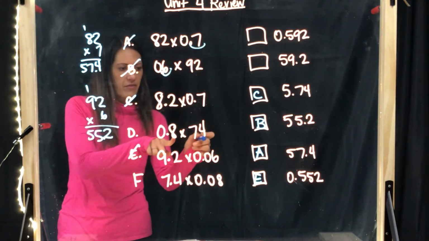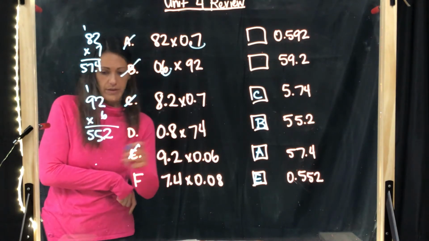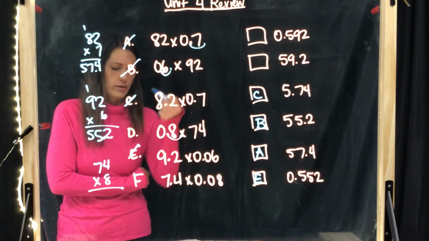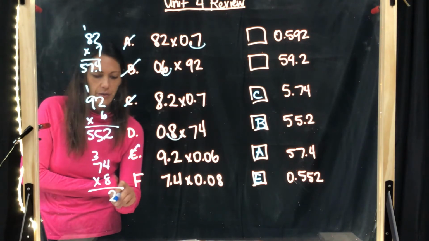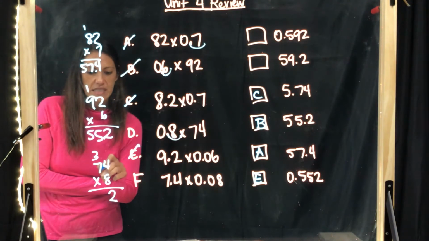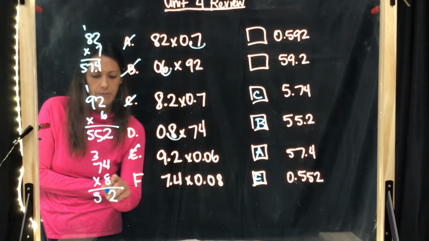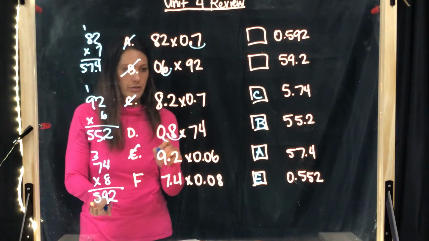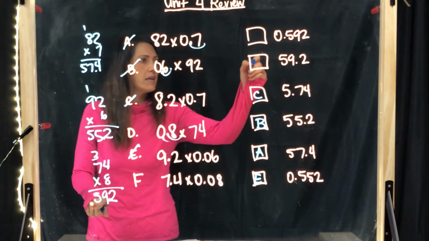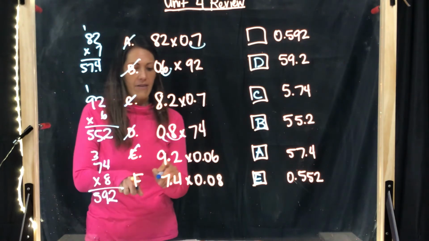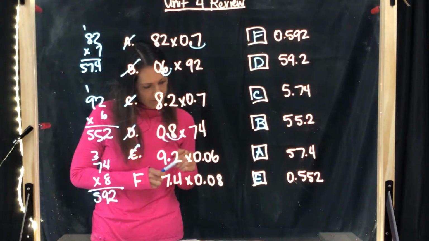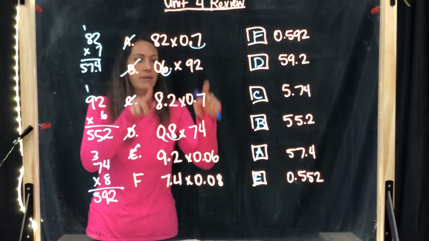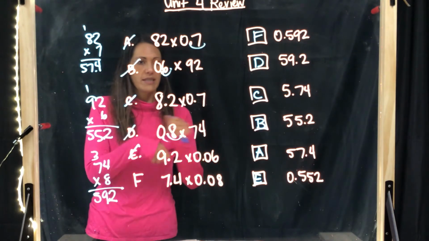My last one is 74 and 8. So I'm gonna, again, ignore the decimals and just go 74 times 8. 1 decimal out, so I'll do 1 decimal back in. 8 times 4 is 32. 8 times 7 is 56, plus 3 more is 59. Okay, 1 decimal out, so 1 decimal in. 59.2 is D, which means F must be this first one, okay? So when you get to this problem on the test, remember, look for those similar terms and you can do less multiplying, okay?